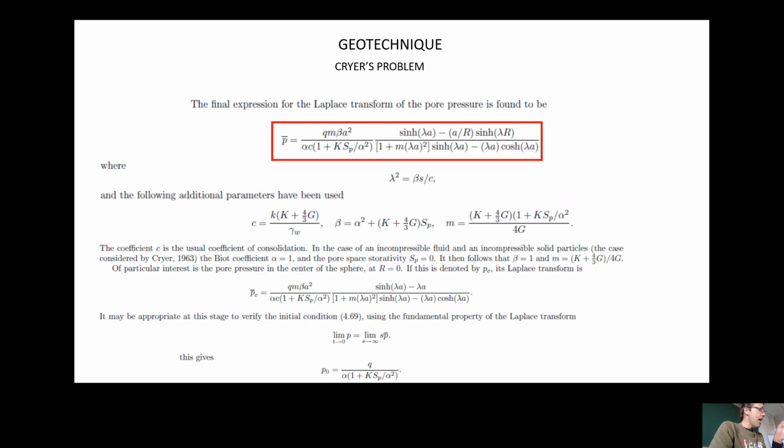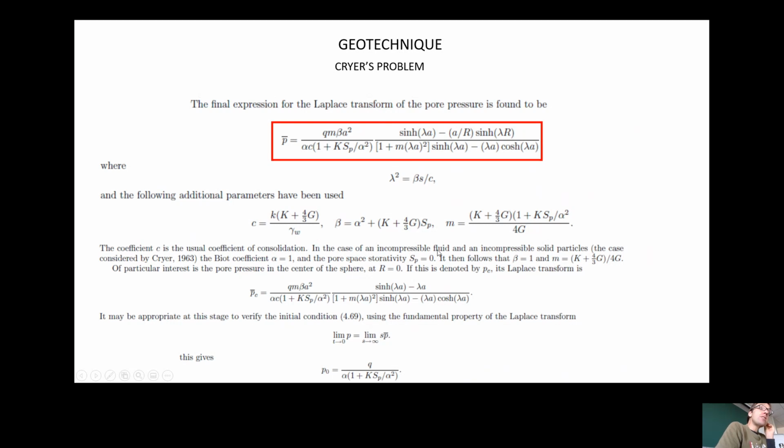Just a little clarification: the coefficient c is the usual coefficient of consolidation, something that you already know, because it is k multiplied by K plus 4/3 G. Be careful that this K is not the same k. One is the stiffness, the other one is the permeability. Gamma w, of course, is the water weight, the specific weight.